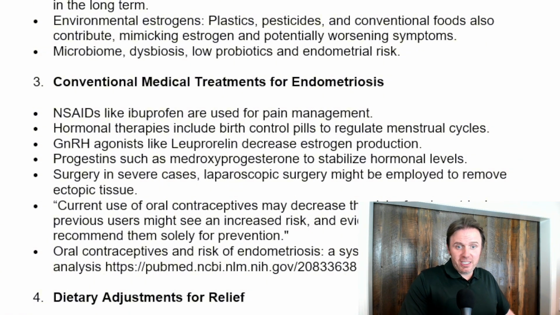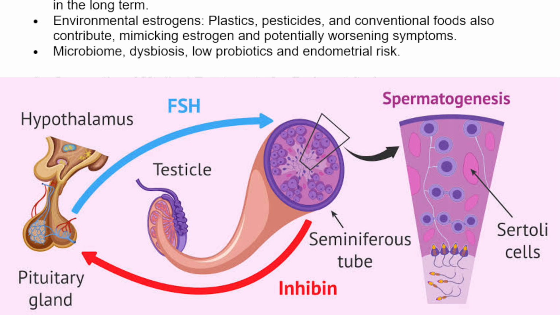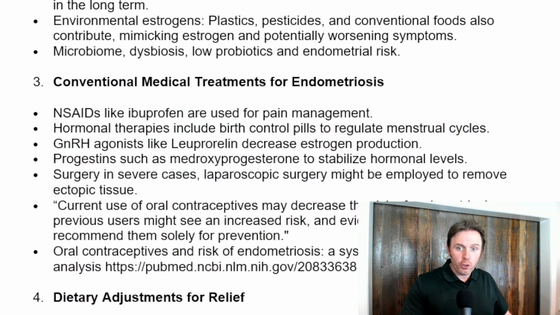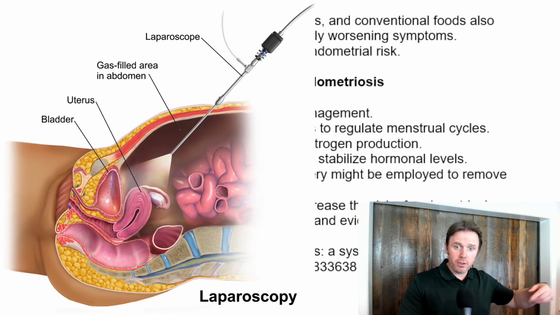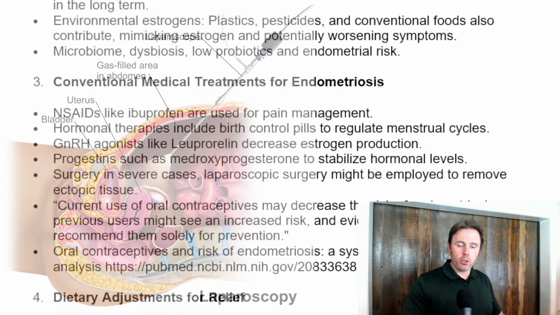Of course, that decreases estrogen because you're basically nuking FSH, right? But it's not good for hormonal health in the long run. And then our progestins, which are going to be levonorgestrel and medroxyprogesterone. And then, of course, in severe cases, laparoscopic surgery. That's where they're going in with the scopes. They're not going to open you up per se, but going in with scopes.